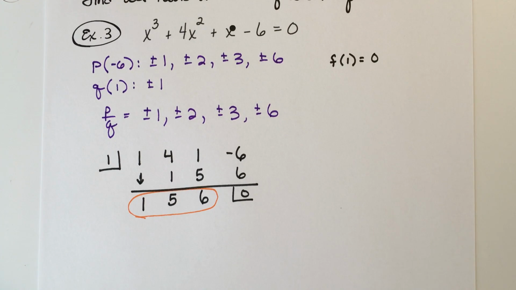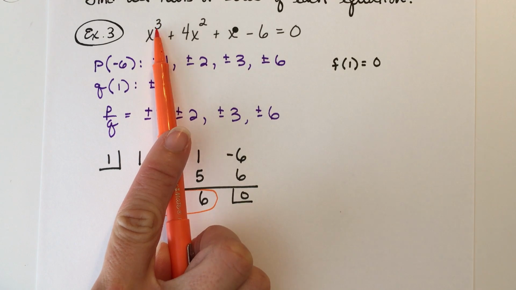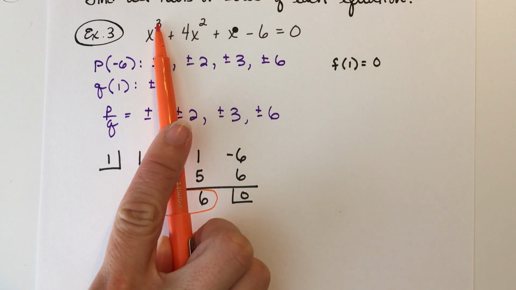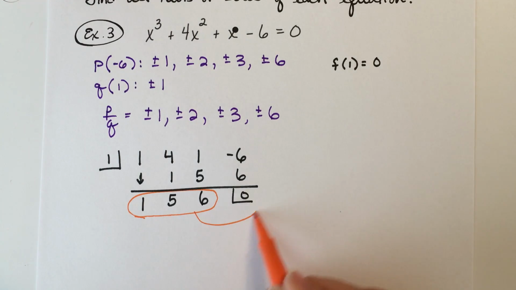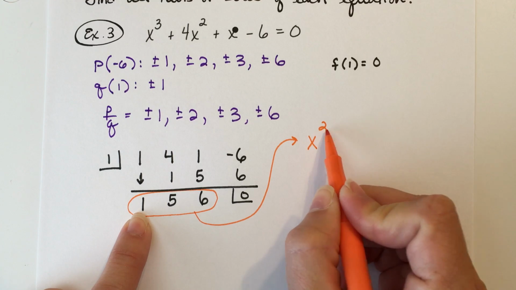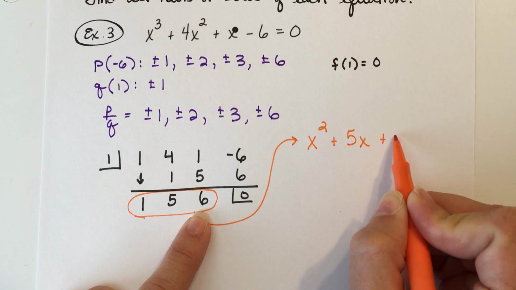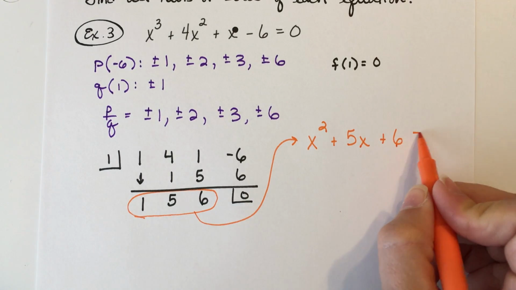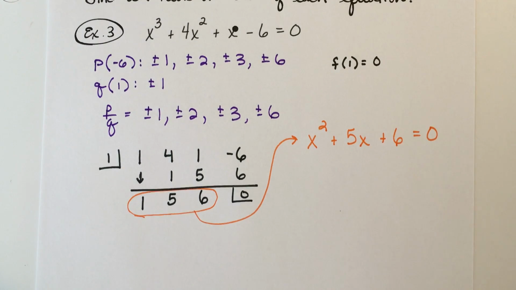Okay, so what you learned with the synthetic division is the polynomial that this represents is always going to be 1 degree less than the original polynomial. So since this is a 3rd degree, I know this is going to be a 2nd degree. So from here, I would have 1x squared plus 5x plus 6. Okay, so now let's set this equal to 0, and we're going to solve this quadratic.